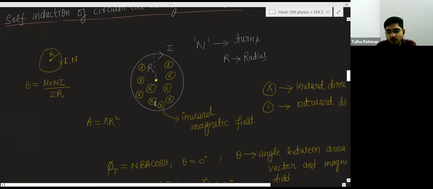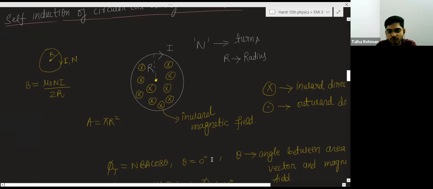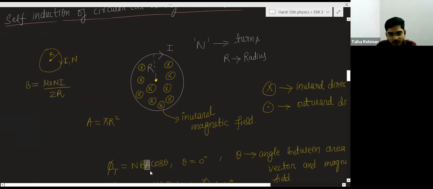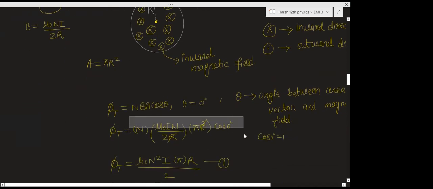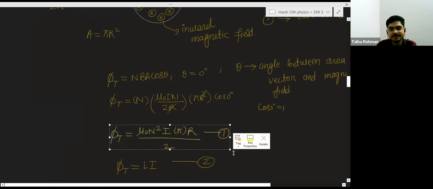The total flux linked with the coil is given by nBA cos theta. Why am I taking n? Because n is the number of turns. So nBA cos theta, with theta equal to 0. Now we know the magnetic field: this will be mu naught n I by 2r. We know the area of the coil, pi r square. So we will put all the values here, and we will get this total flux.